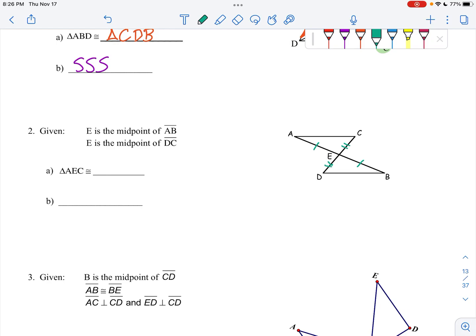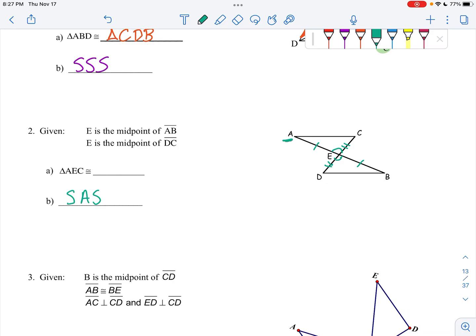And then again, I have to look a little closer. What other relationships do I see here? I see that we have two congruent vertical angles here. And so now I see I have side-angle-side congruence. So I just need to go ahead and mark what parts match again.